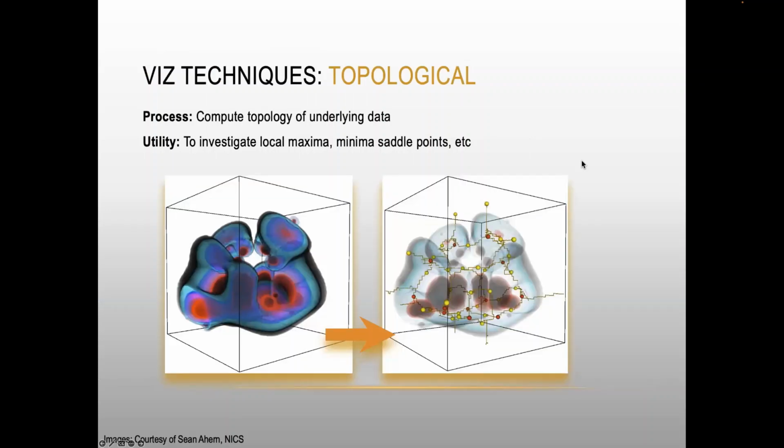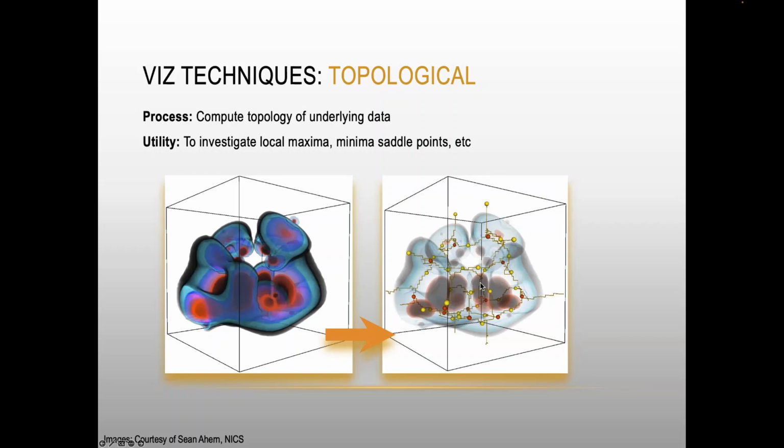And then we have topological techniques, and these are more useful for flow sort of thing. The idea is to investigate the critical points of the data, which could be local minima, maxima, or saddle points. This is essentially a math construct in which you compute the topology of the given data and construct this network. If you look at this right panel, it shows these stepped lines and yellow and red circles, which depict the various critical points in that volume. And the idea is to construct this graph.